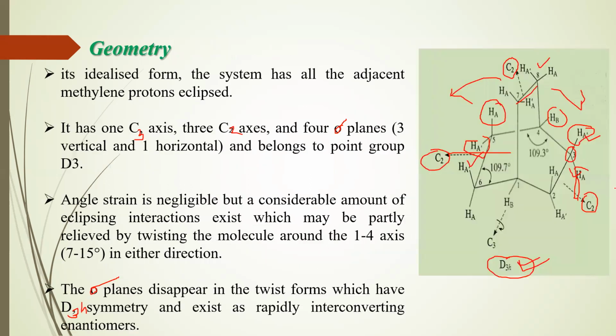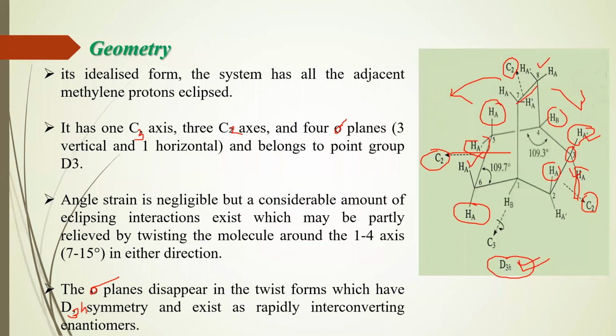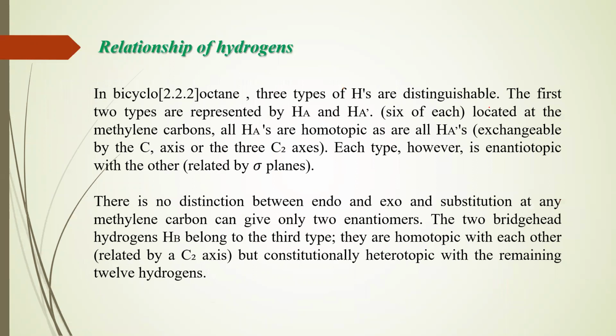The HA, which is axial, this is the HA, then this HA, all these HA represented hydrogens are homotopic. Then the HA dash is an enantiotopic hydrogen. This hydrogen represented as HA is homotopic and HA dash is enantiotopic. There is no distinction between exo and endo, as substitution at any methyl carbon can give only 2 isomers.